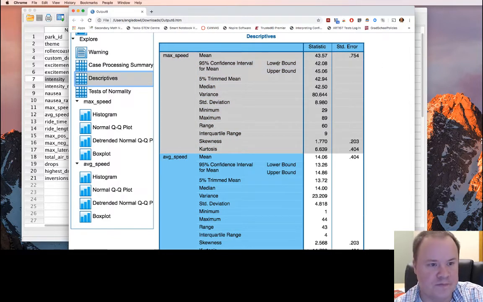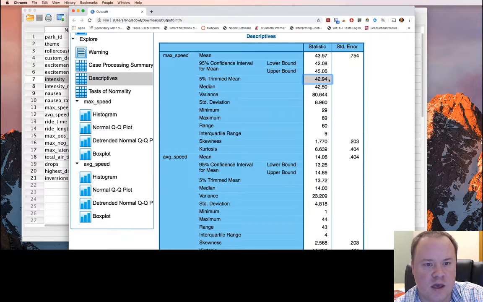of the table. The mean is 43.57. So that means that the average max speed is 43 miles per hour. The trimmed mean is 5% trimmed off on both sides, so you can see whether or not the mean is being impacted by outliers, which it doesn't seem like it's being impacted a lot, not even 1 mile per hour. But there is something there, so it seems like there are some bigger values on the high end.